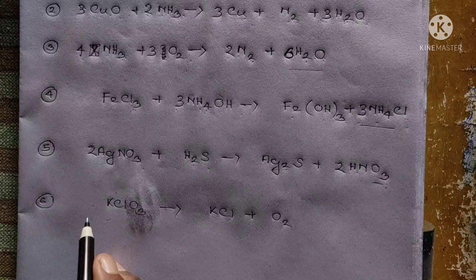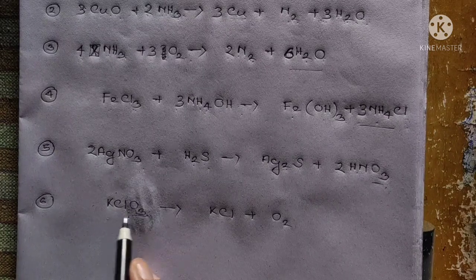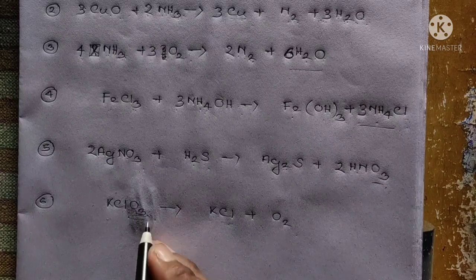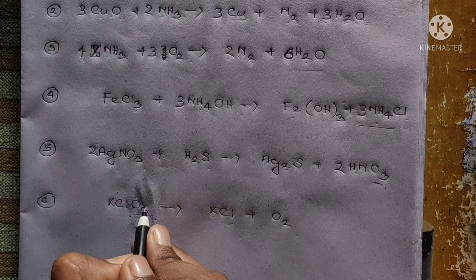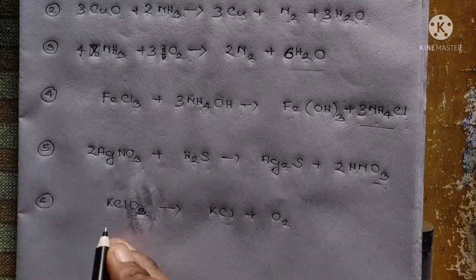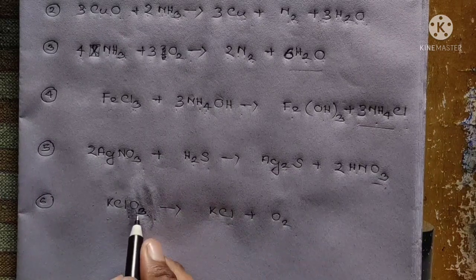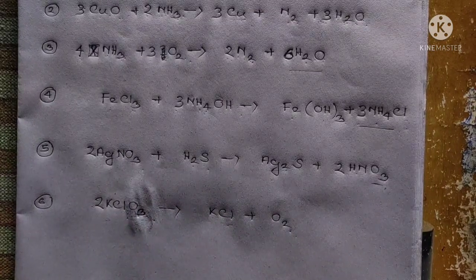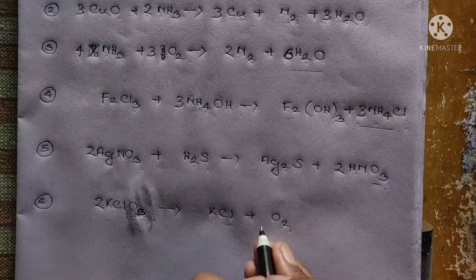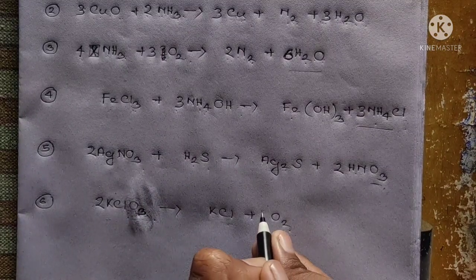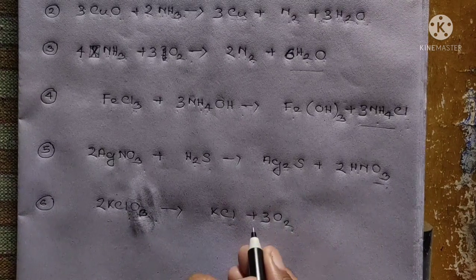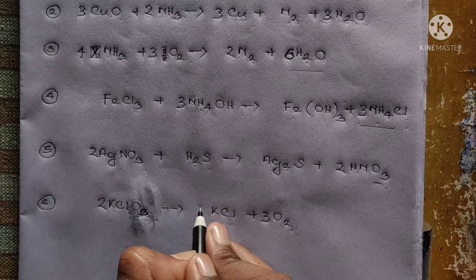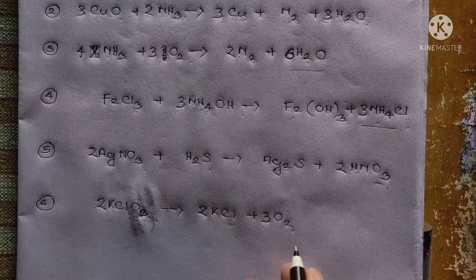Now come to example number 6, which is KClO3, potassium chlorate, and it will produce KCl, potassium chloride, and oxygen. So it is KClO3, and oxygen here is 3 and here 2, so we just multiply it by 2, and on multiplying it by 2, on the right hand side we have to multiply by 3. So now 2 potassium and 2 Cl here, and 1 potassium and 1 Cl there, so we have to multiply it by 2, and this is a balanced equation.